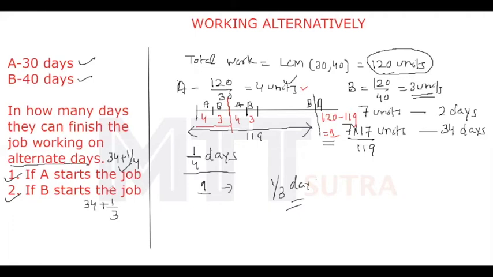So this is the difference. Till 3/4 days, there is no change, but the extra day required if A starts is 1 by 4, and the extra day required if B starts the job is 1 by 3. So there are both answers: 3/4 plus 1/4, 3/4 plus 1/3.